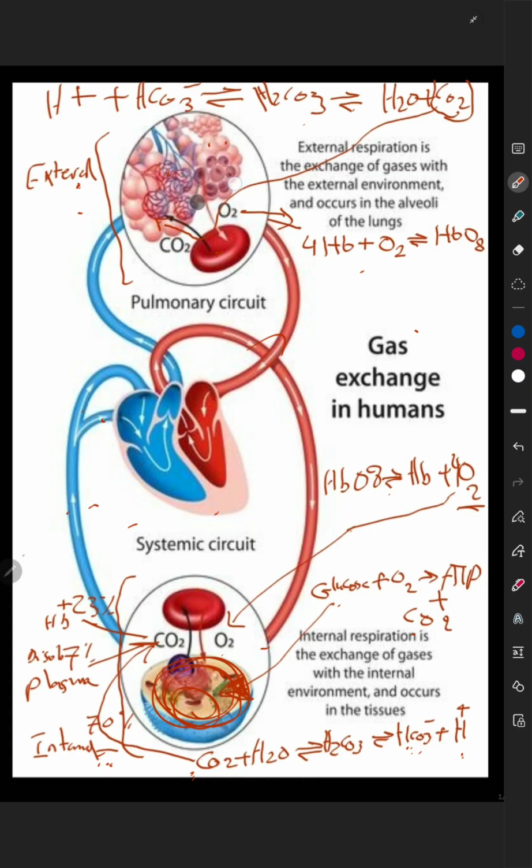Now, we know that oxygen is a gas, and this gas cannot be transferred to all parts of the body in the form of gas. So what happens to this oxygen? As we said before, it's carried by RBC. How is it carried by RBC? Inside the RBC, we have a protein that has iron, which is named hemoglobin. The hemoglobin will bind with this oxygen and form a molecule named oxyhemoglobin.